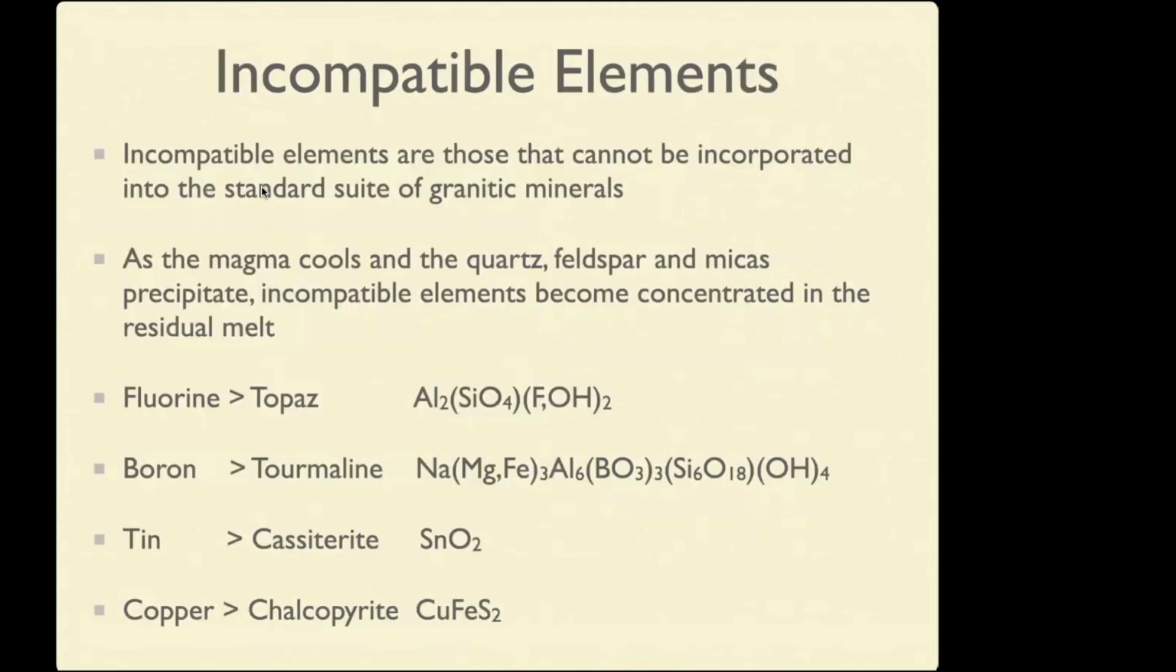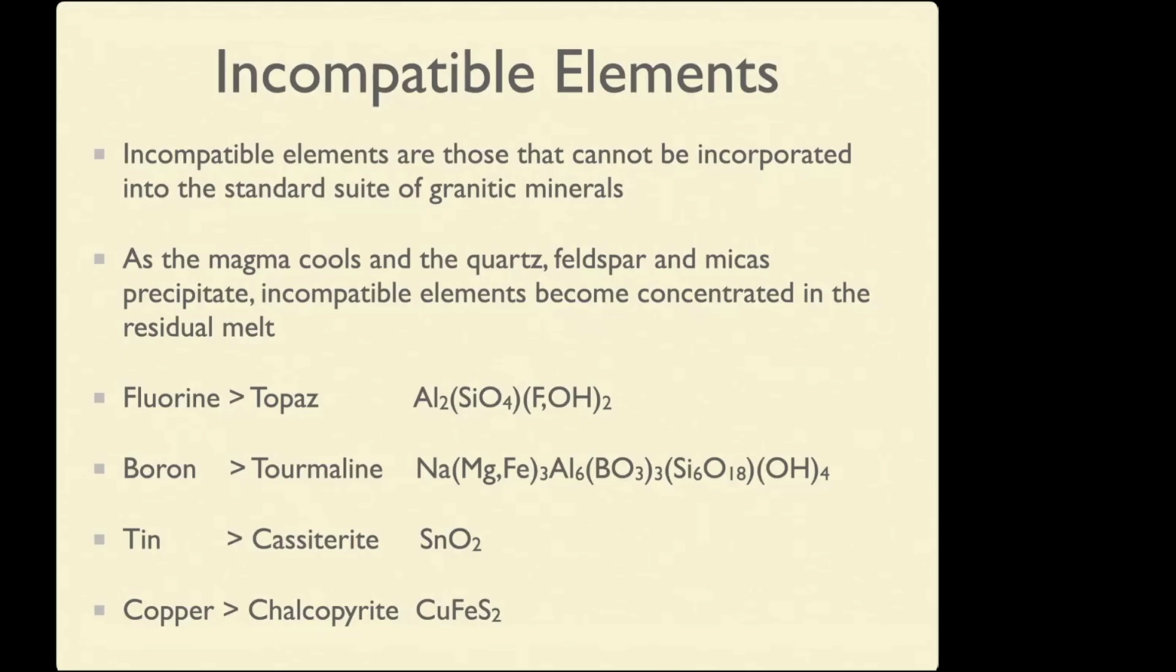So there's a whole variety of these things. They're basically the things that don't get incorporated in quartz, feldspar, and micas. The stuff that's left over, and they get concentrated as the magma cools, and the quartz and the feldspar and the biotite and muscovite crystallize out. Then everything else gets more and more concentrated, including all these incompatible elements. And there's a whole bunch of them.